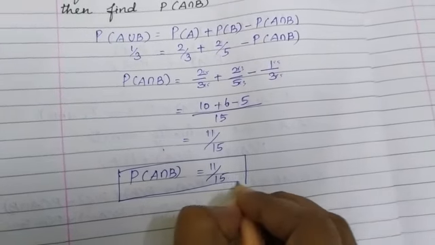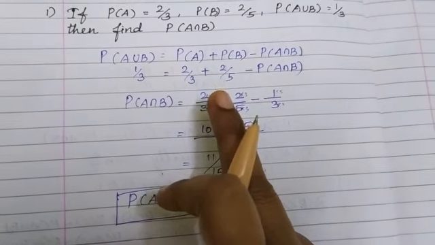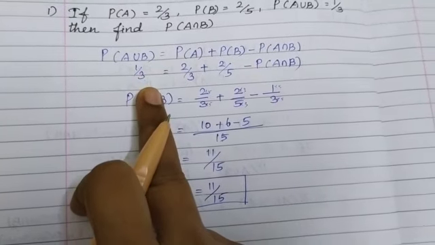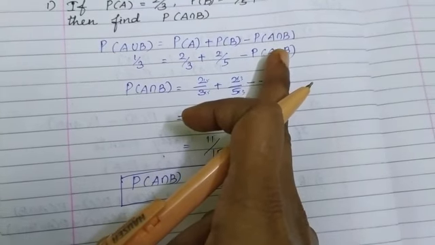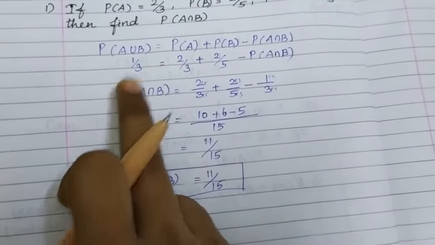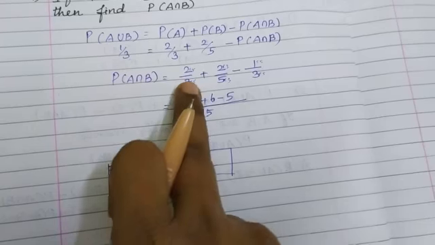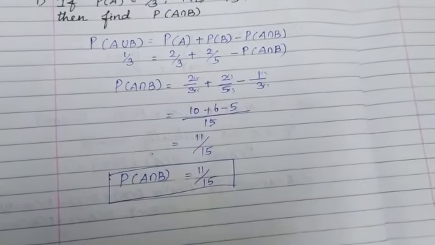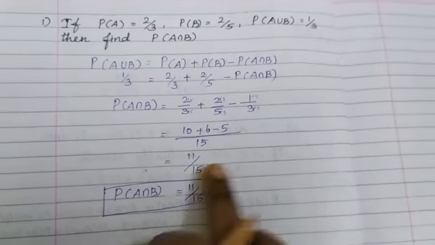Okay, you understood? P of A union B equal to P of A plus P of B minus P of A intersection B. So P of A union B given, A given, B given, only P of A intersection B you want to find. So this side come change into minus. So we'll take LCM. So 3 5s are 15. Whichever number we multiply the denominator by, the numerator also we multiply by that number. So 10 plus 6, 16 minus 5 is 11.